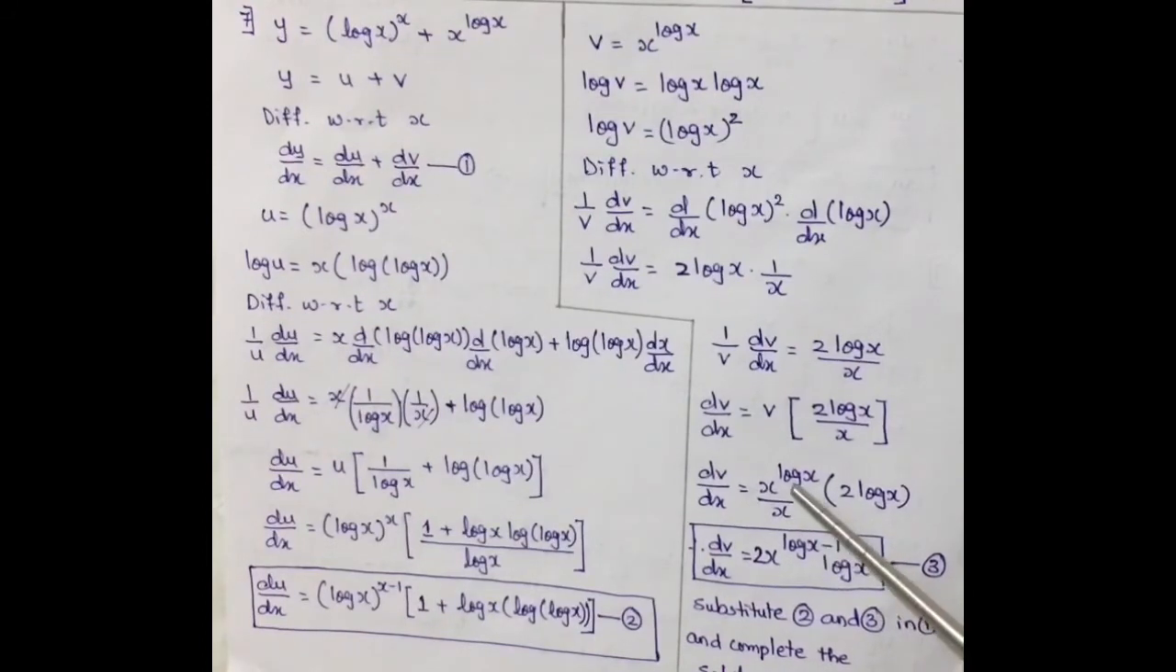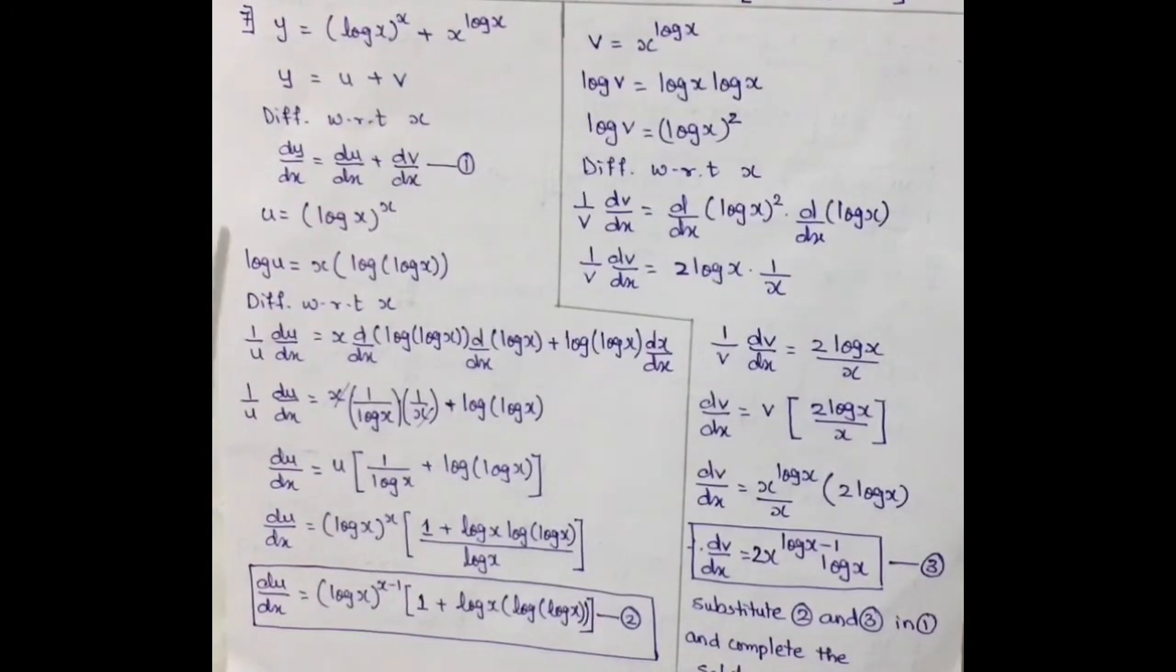Now simplifying this, we will get the final dv by dx is equal to 2 x raised to log x minus 1 into log x. So this is the final dv by dx. We'll mark this as 3. Now we'll substitute 2 and 3 in 1 and the solution will get completed. After putting statement number 2 and statement number 3 in 1, the final dy by dx will be obtained.